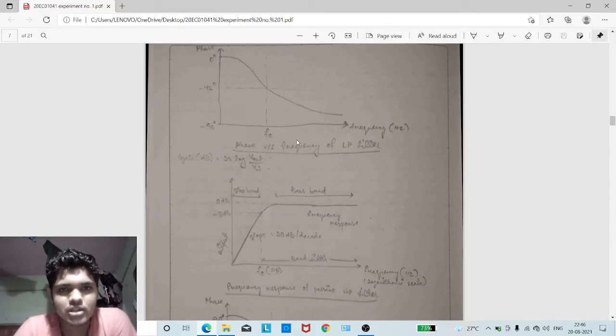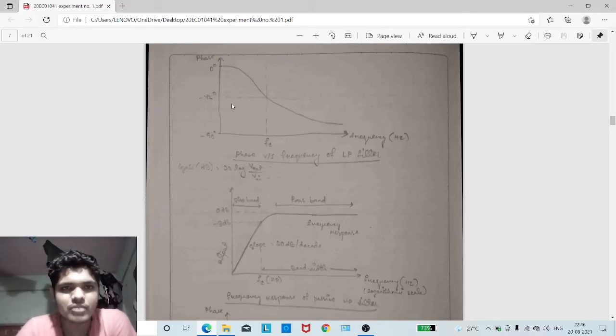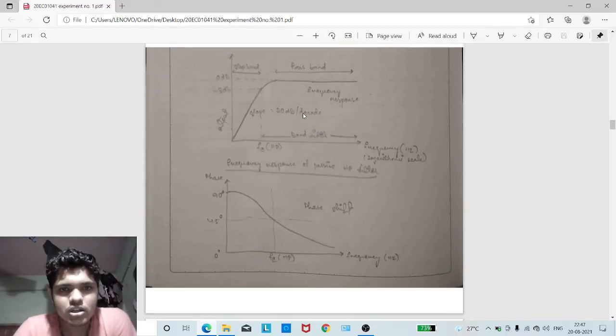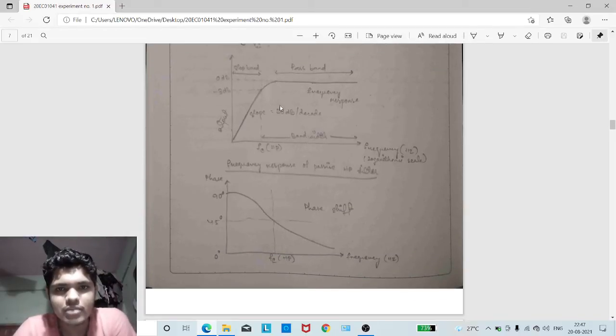Here is the graph for phase versus frequency of the LP filter. First of all it will be at 0 degrees, and after that it will be decreasing. From 0 to minus 45 it will decrease slowly, but from minus 45 toward infinity frequency it will decrease very fast. And this is the frequency response for the high pass filter.